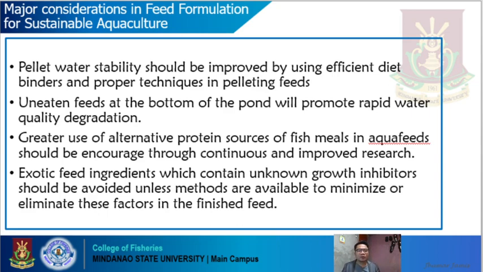And then greater use of alternative protein sources of fish meals in aqua feeds should be encouraged through continuous and improved research. And then as I've said earlier, there are more advanced alternative protein sources of fish meals, because fish meals, as they say, are quite expensive. There are now different alternatives, like for example the utilization of indigenous products, utilization of different locally available sources of proteins, like mga leaves, ipilipi leaves, mga kasaba, and then some are using organic acids and so on and so forth.